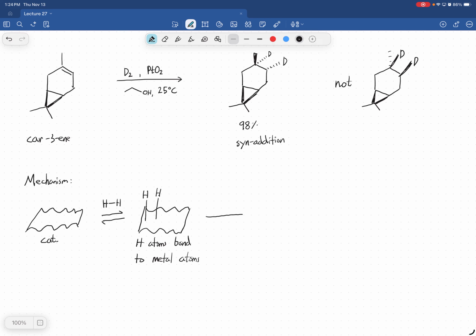Now the alkene comes into view. Let's use our simplest alkene, ethene, CH2 double bonded CH2. Now let's draw a simpler view of the catalyst. I'm going to draw a 3D shape here. The H's are sticking out still, but now the alkene has coordinated to the metal surface. So now we have our carbon-carbon bond coordinated here.